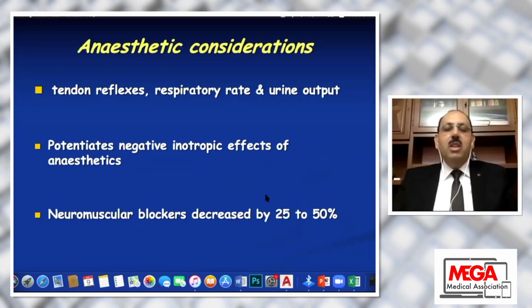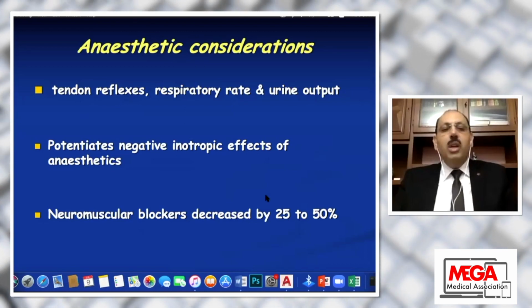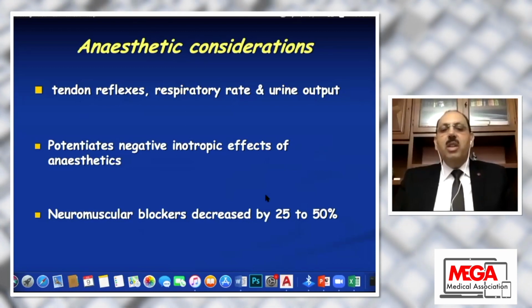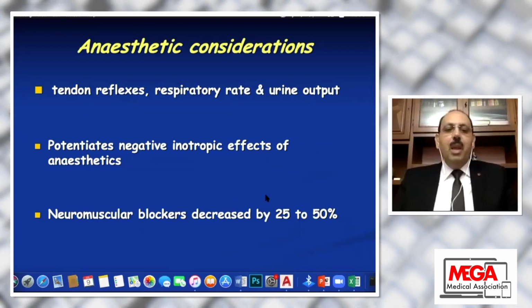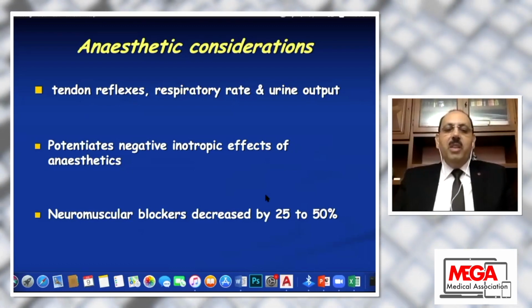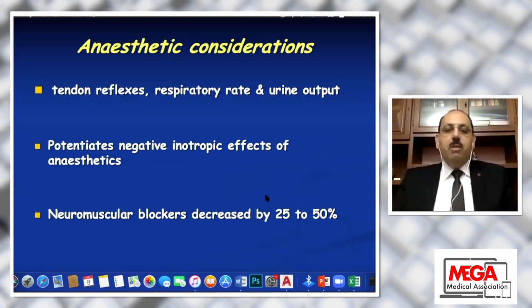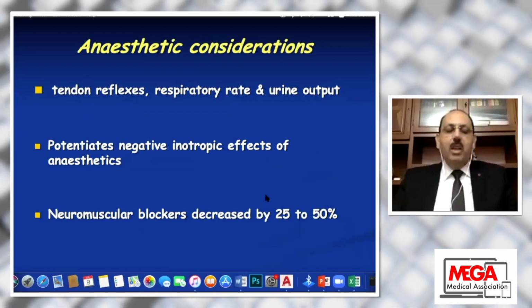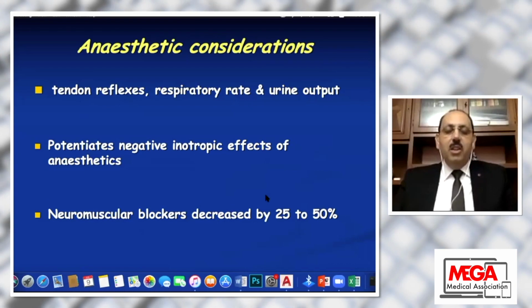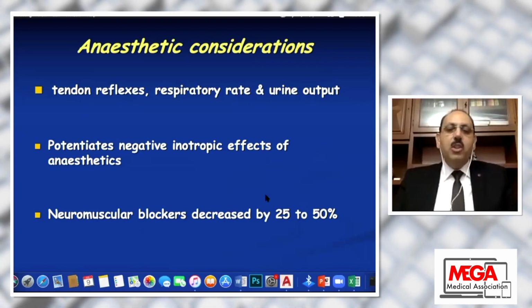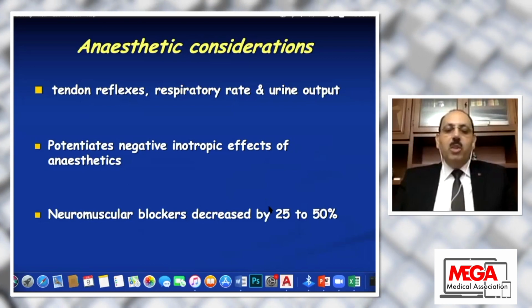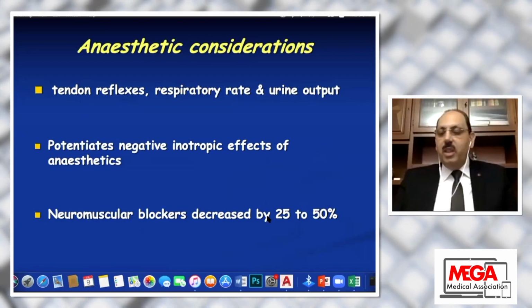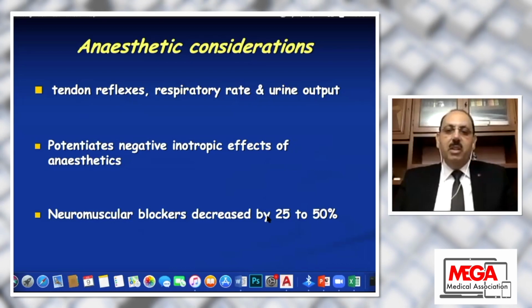Anesthetic consideration: usually monitor the tendon reflex, respiratory rate, and urine output to detect magnesium toxicity. Expect potentiation of the negative inotropic effect of inhalational and intravenous agents and the occurrence of hypotension and myocardial depression. Also, the dose of neuromuscular blockers should be decreased by 25 to 50%.